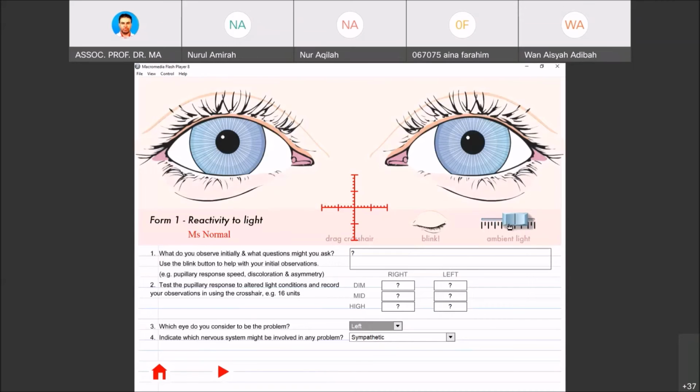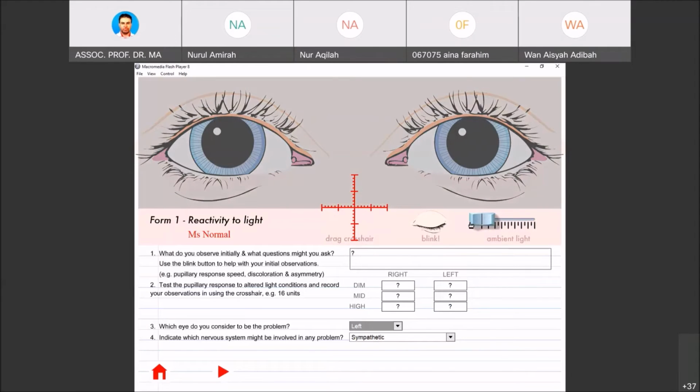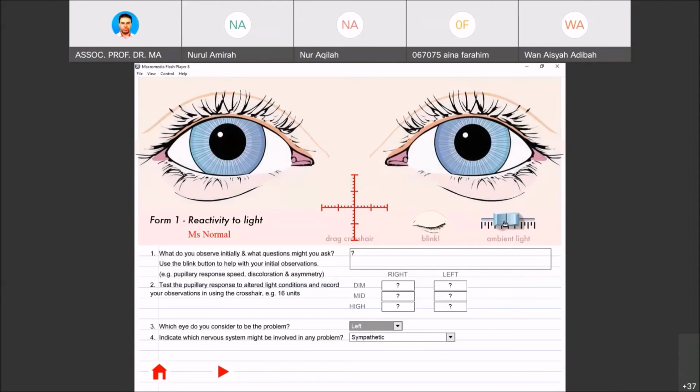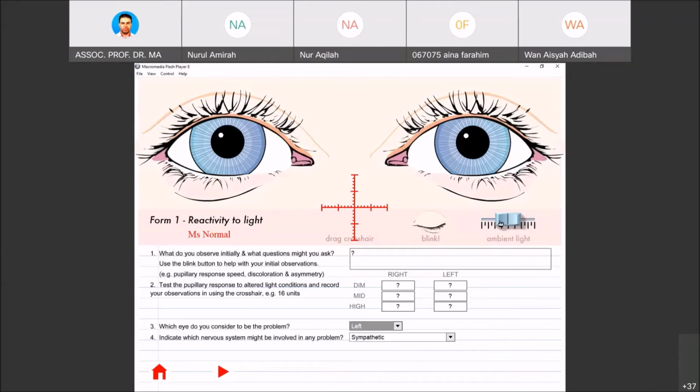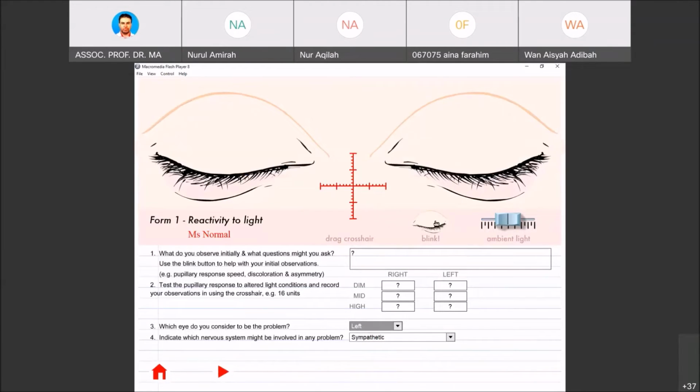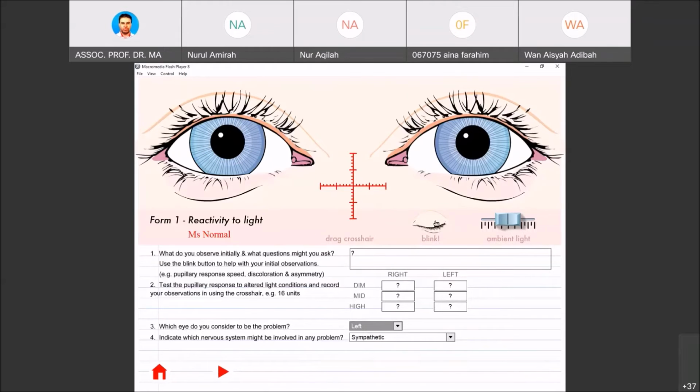The adrenergic is stimulated by decreasing light intensity. The cholinergic is stimulated by increasing light intensity. Is that okay? If we ask the patient to blink, we will have the blinking reflex. The blinking reflex is important to see the reaction, the speed of the reaction of the pupil to blinking.